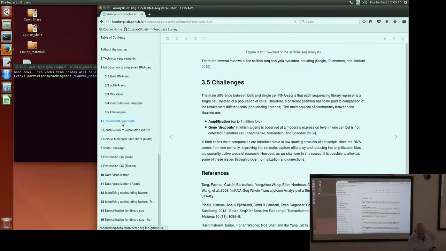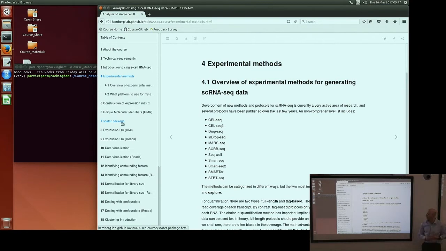I'm going to talk very briefly about experimental methods. This is not what the course is about, but we figured that it's useful to give you a little bit of an orientation. As you can see here, there is a large number. This is a non-exhaustive list of some of the protocols that I could think of that are out there today. I think one important question is to figure out which protocol is most suitable for you and your needs if you're going to be doing an experiment.